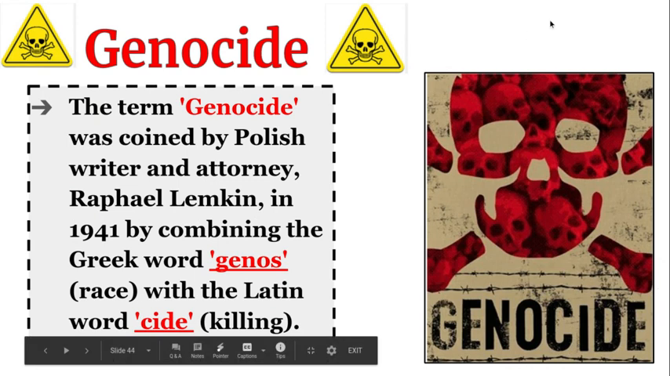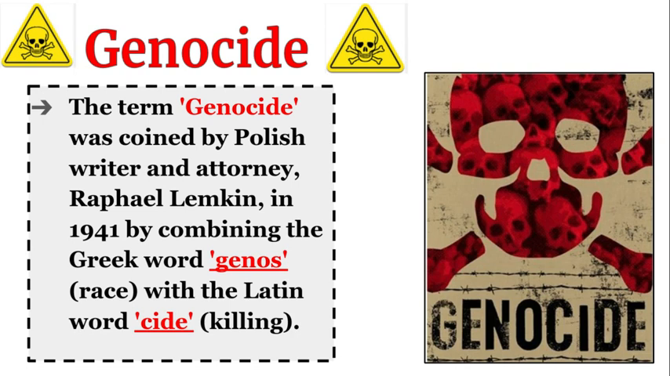Okay, first of all, we want to get a nice textbook definition of the term genocide. This term was coined by a Polish writer and attorney in 1941. So you see the word genos, Greek word for race, and the Latin word cide, with killing. So basically, it will be the elimination of an entire race of people. Often when we hear the term genocide, we think of the Jewish Holocaust.